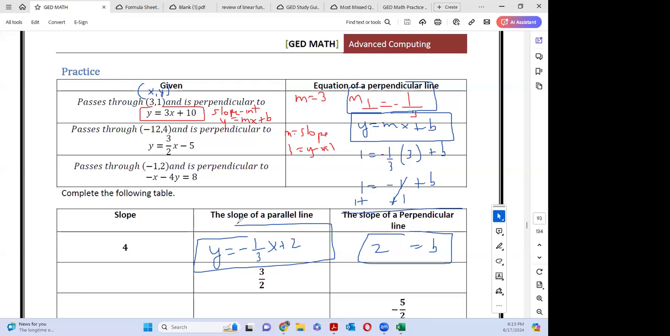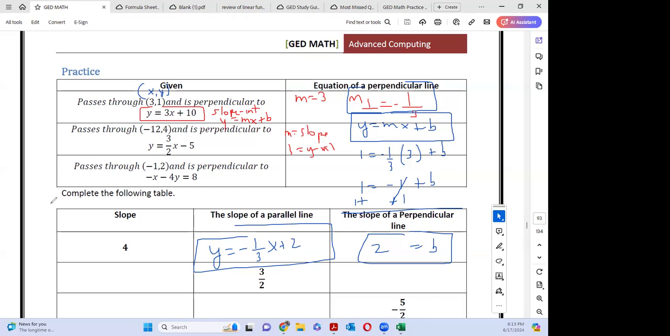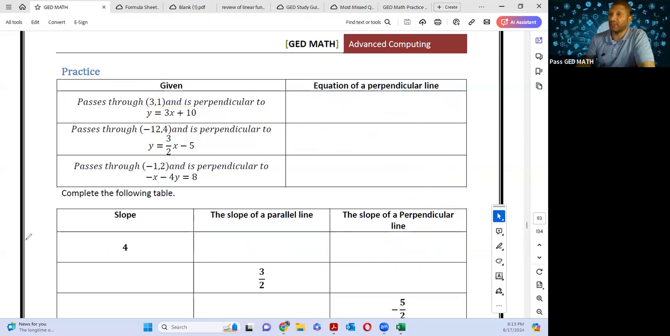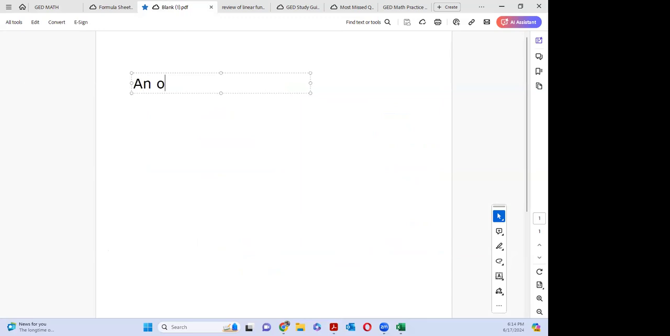Okay. Got it. I have another one for you here. Okay, hold on. Let me go to a blank sheet. Let me get my text tool out. Go ahead. The ordered pair (-2, -1) is a solution to which of the following equations?